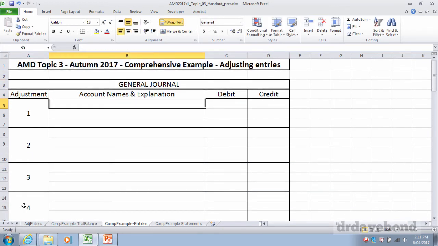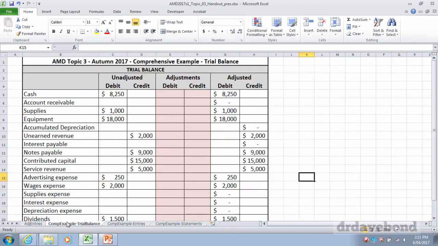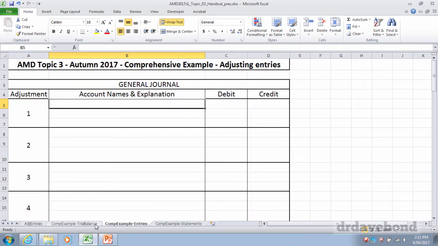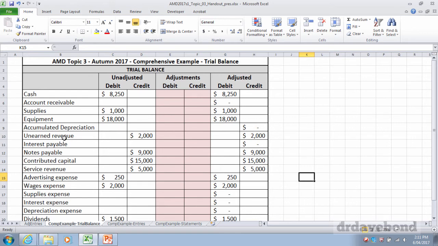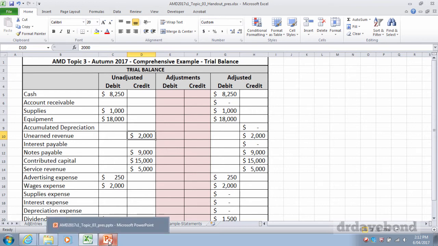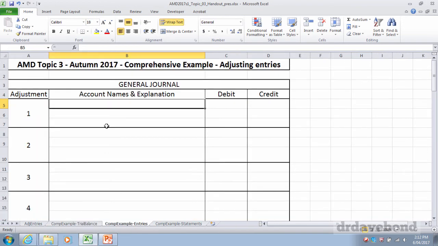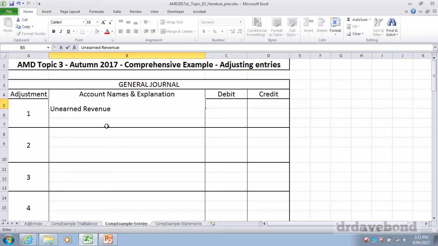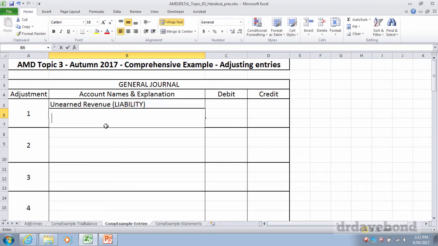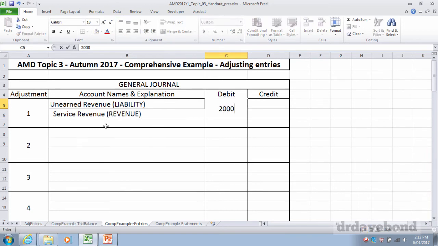So what we have is, we filmed something, and if you go to the trial balance, we have an unearned revenue of $2,000. That's the deposit we got because we got paid for something we haven't yet done. We've now done that work. So in terms of doing that work, it's unearned revenue, which is the liability, and it's service revenue being credited, which is the revenue, and the amount is $2,000. That's picking up that we've earned that now.